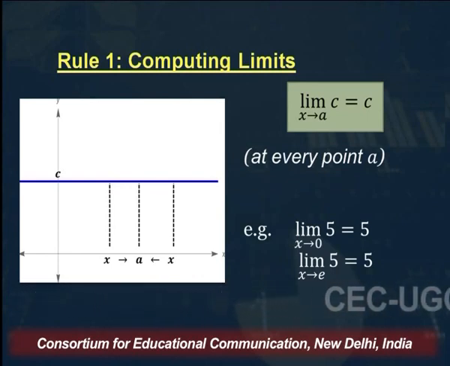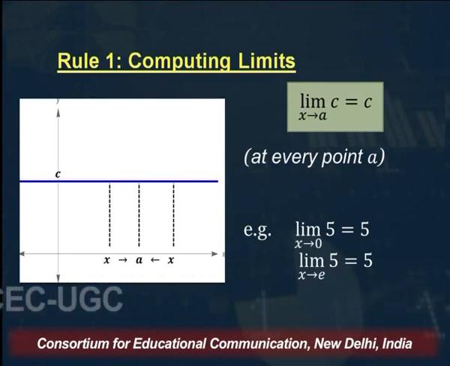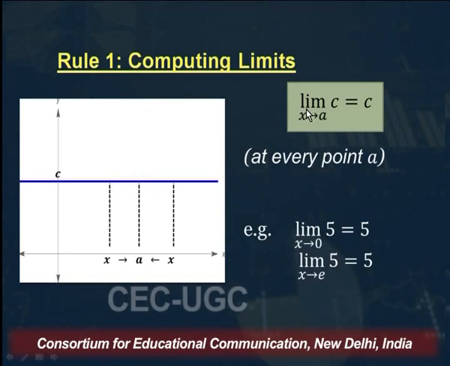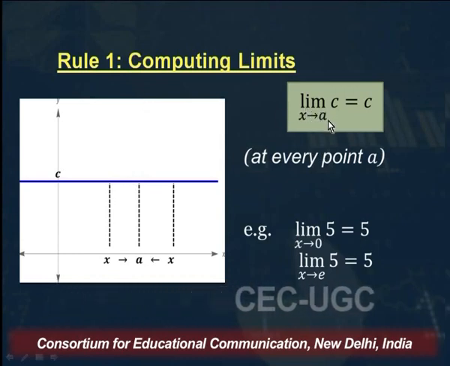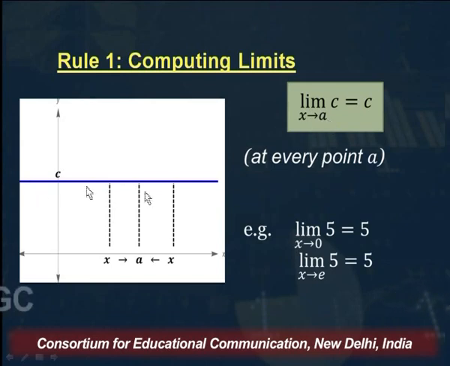So let's start with the rules for some very basic functions, very simple functions. This is as simple as it could be. Here we have a function which is a constant. It has the same constant value c regardless of the value of x.